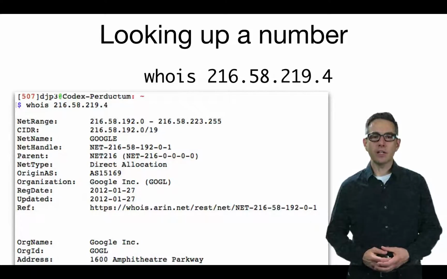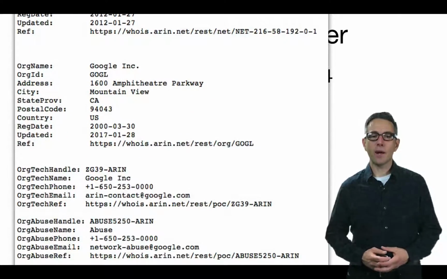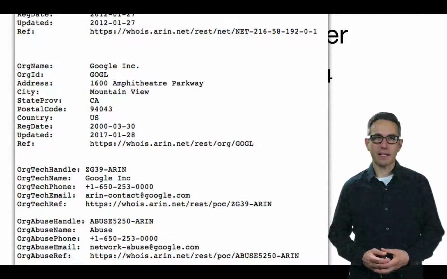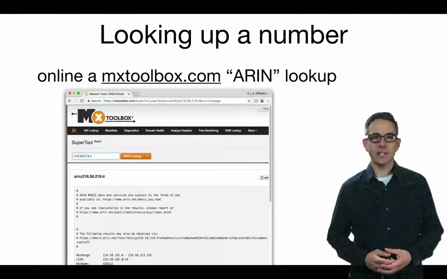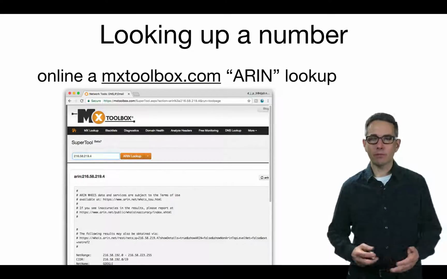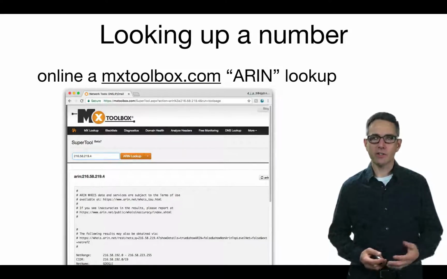So this is in fact one of Google's addresses for their web search engine. The name information goes on for several paragraphs. You can see their address and different ways of getting in touch with them if you suspect any abuse is going on. If you don't want to do it on the command line, you can also look up numbers going to a website like, for example, mxtoolbox.com, which is a good internet website that performs some of these commands for you in a browser, not from the perspective of their server.